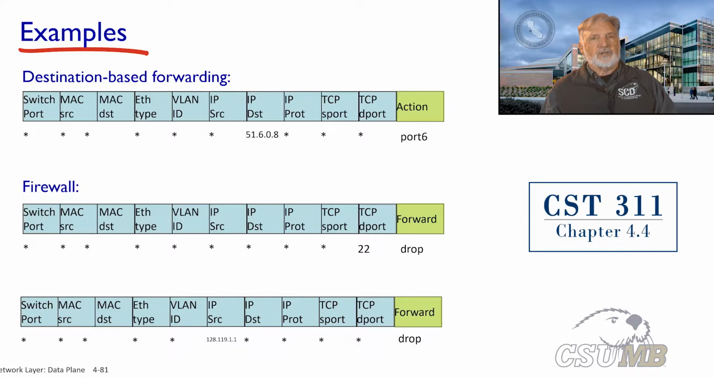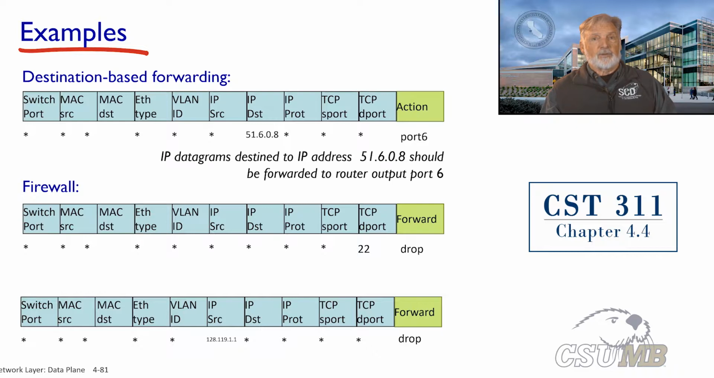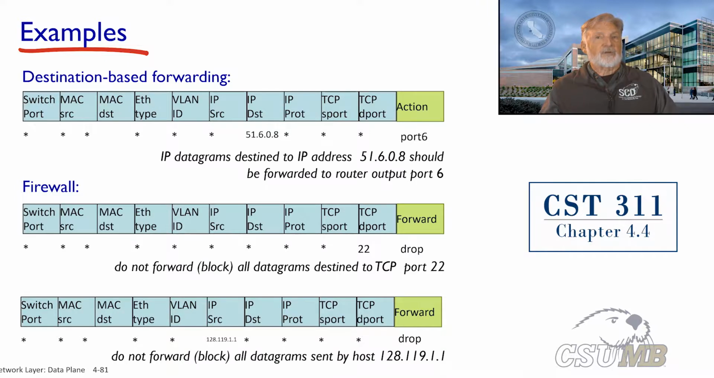In this slide, we see examples of SDN controller decisions for forwarding packets and firewall actions. The first example shows the forwarding action based upon destination address, the classical router action. The next two examples show firewall rules that block all SSH traffic, port 22, as well as any packets coming from a specific host, 128.119.1.1.